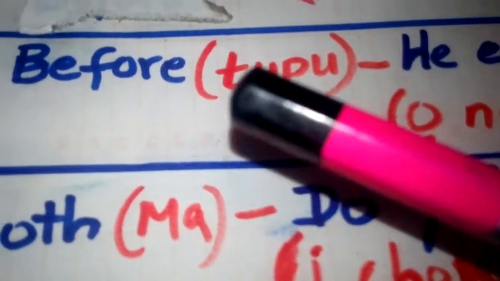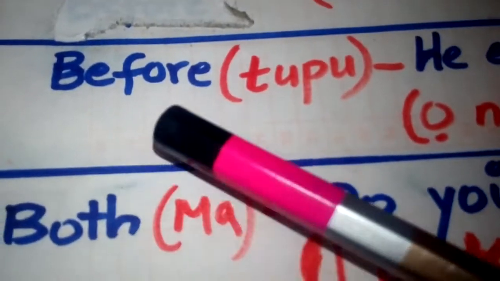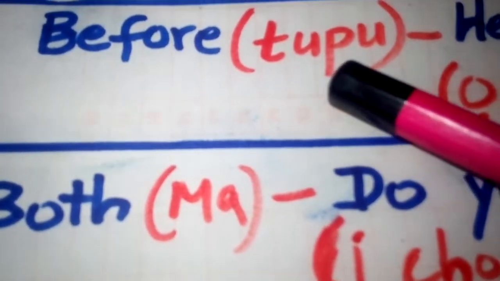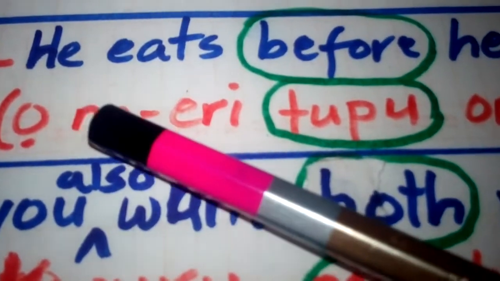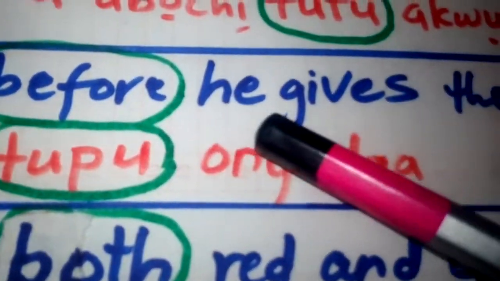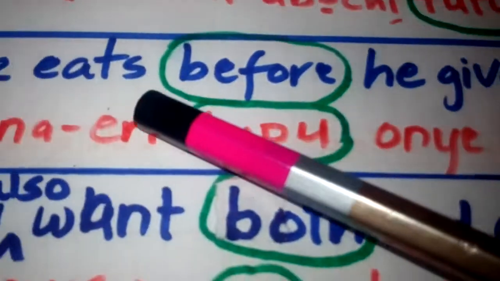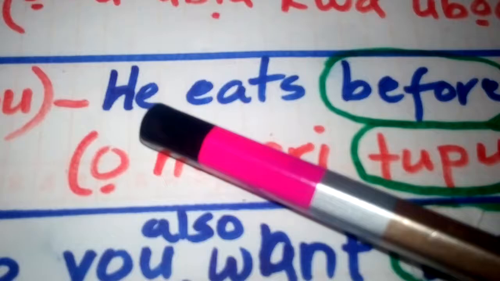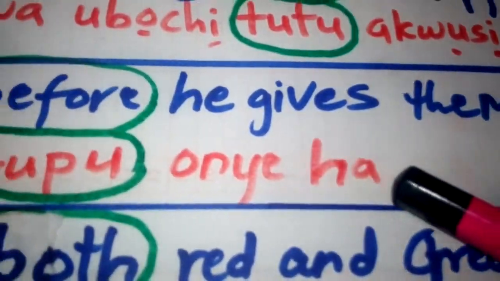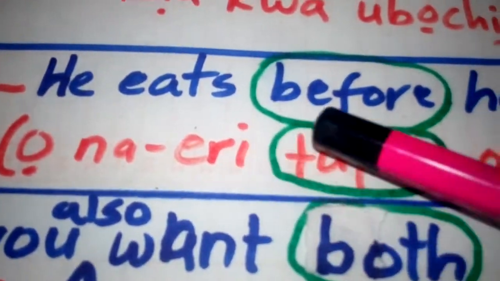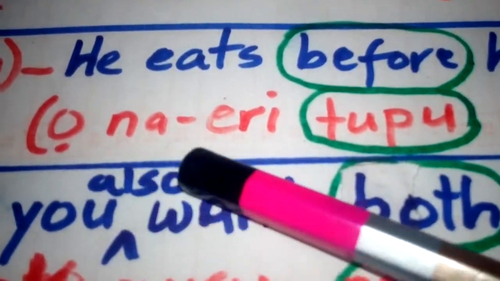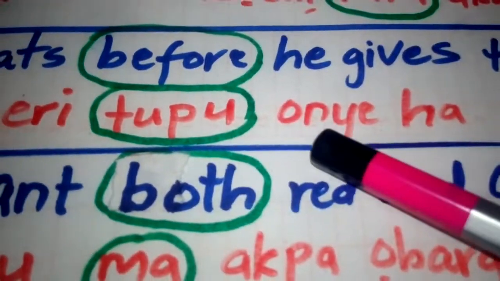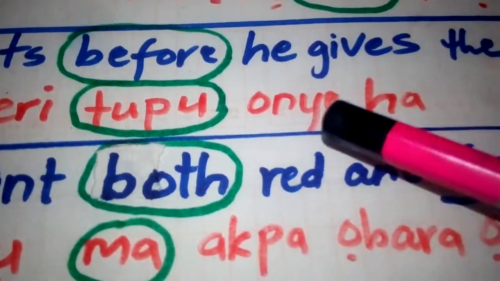Before, so we are still on conjunction. Before, tupu. He eats before he gives them. So this before is connecting this he eats and he gives them. In Igbo language, it is ọ na-eri tupu onye ha.